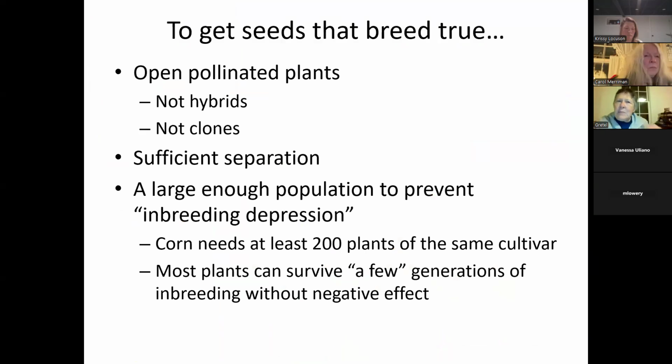To get seeds that breed true, you need the plant to be open pollinated, not a hybrid and not a clone. A lot of the things that are sold as annuals nowadays are cloned. They're not bred from seed. Or they may be, the first plant was, but most of them after that were cloned. You need it to breed within that cultivar, and you need a large enough population to prevent inbreeding depression.